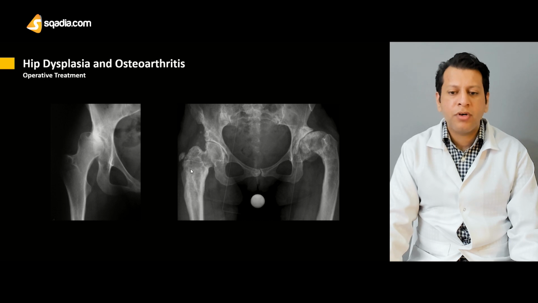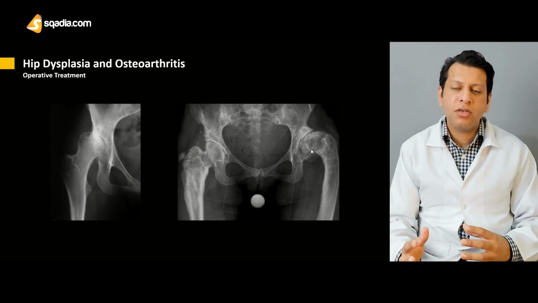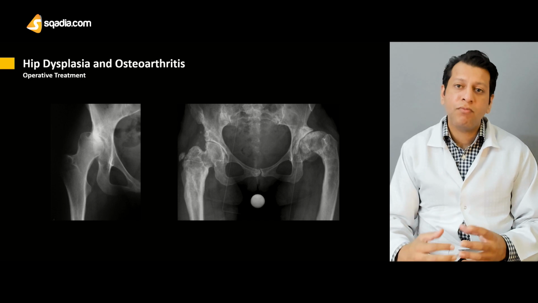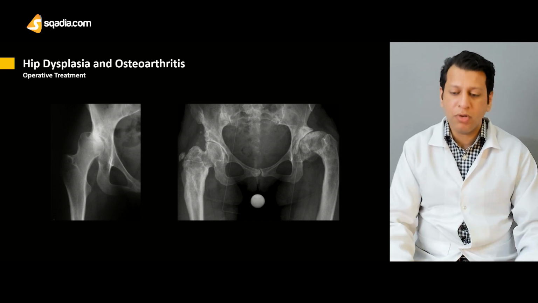There is some form of pistol grip deformity as well. I can see over here that the greater trochanter is overriding, and the head-neck ratio is disturbed as well. Now, this can be due to the patient having some form of impingement, along with the dysplasia. The patient can also have isolated dysplasia.